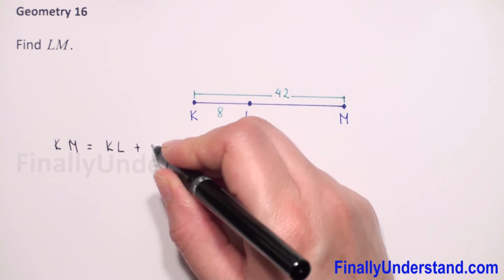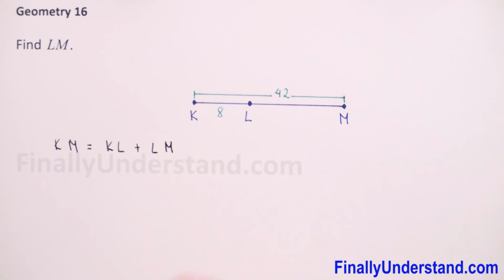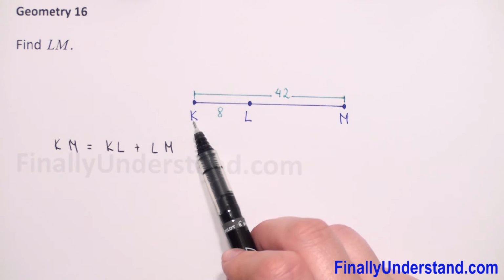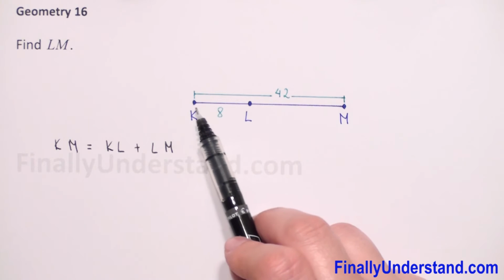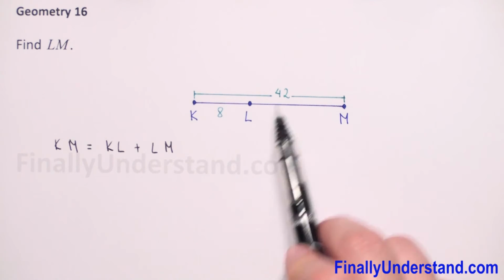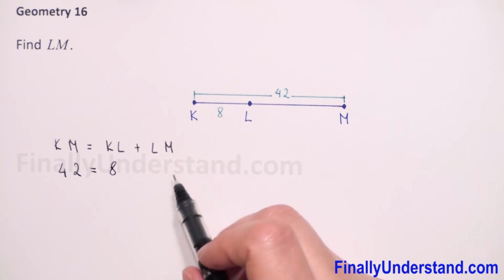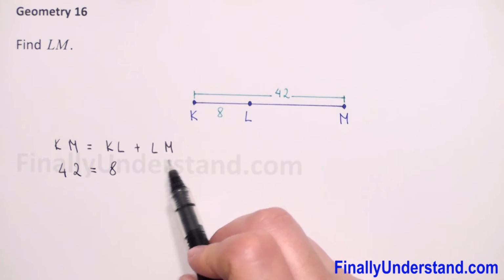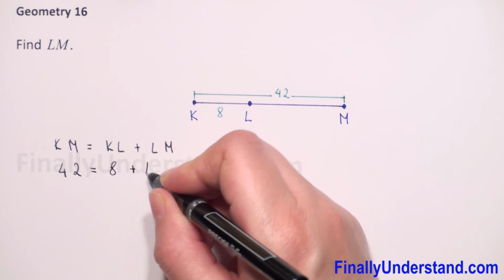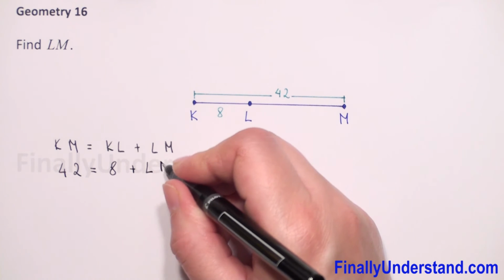plus LM. Now we can substitute segment KL by 8 and KM by 42. So we have that 42 is equal to KL, which is 8, plus LM. We don't know the length of LM.